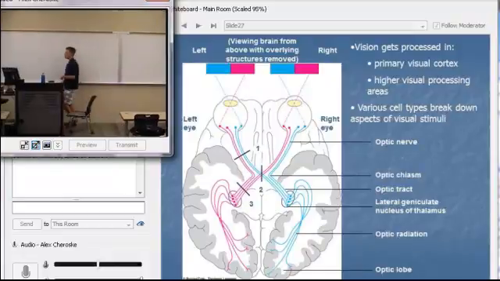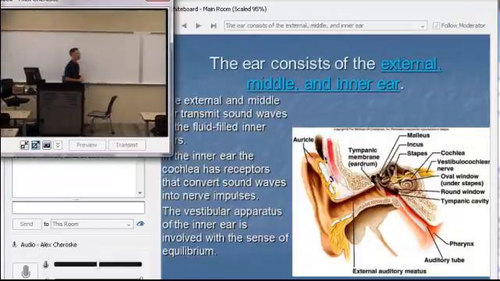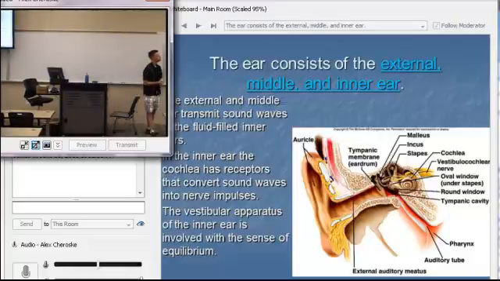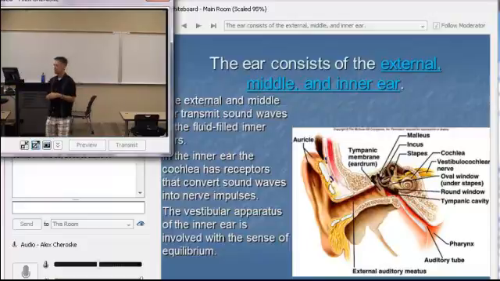Okay. So that is vision. Fairly complex. Organ dedicated to it. Any questions about eyes and things like that?